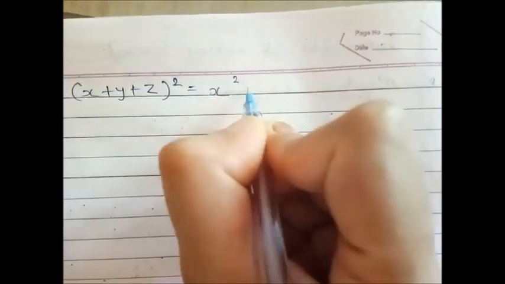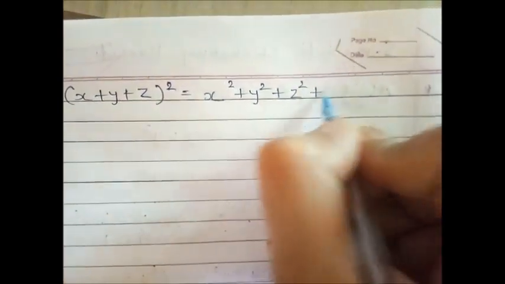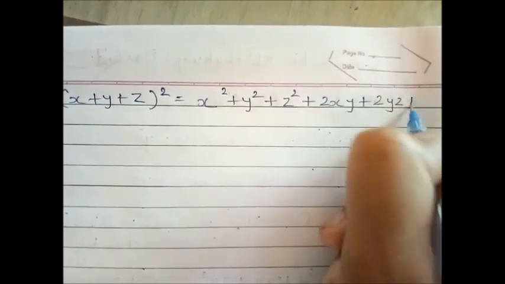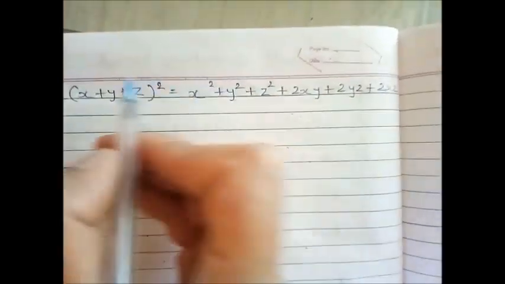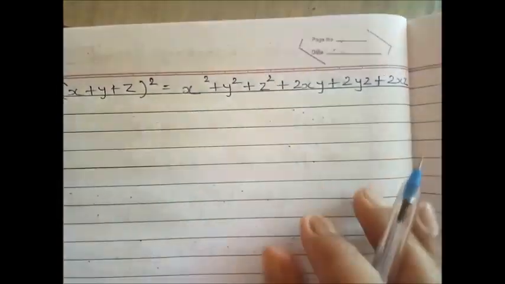Now the next is x plus y plus z whole square, that is x square plus y square plus z square plus 2xy plus 2yz plus 2zx, right? Here we have taken both the plus sign. You can be asked negative sign also, right?